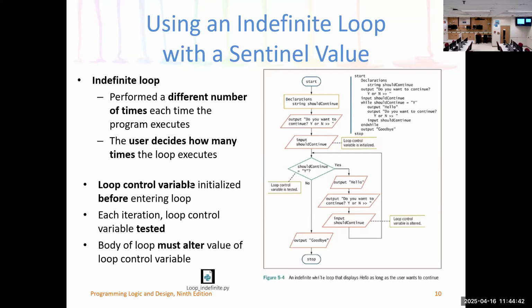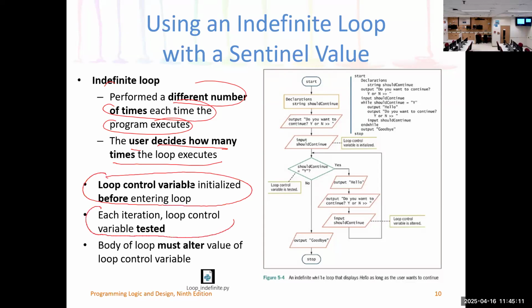So in the case of an indefinite loop, you perform a different number of times each time the program executes. It's not always the same. Sometimes I can run it for 3 times, and another time I can run it for 10 times. And the user is the one who decides how many times the loop executes here. Again, the process is the same. You have to initialize the loop control variable. For each iteration, you have to test the condition, and inside the body of the loop, you must change the value of the loop control variable.